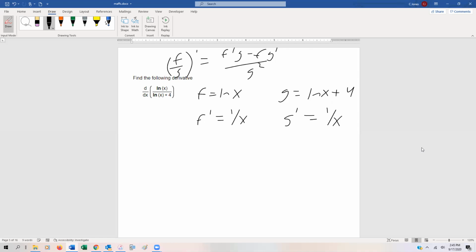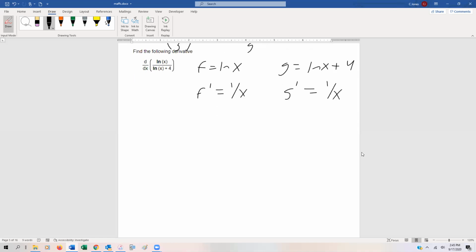And we could do some fancy algebra at the end. So here's our solution for this. Our derivative is going to be equal to f prime g, so that's going to be 1 over x times the quantity ln x plus 4, minus f g prime, which is 1 over x times ln x.